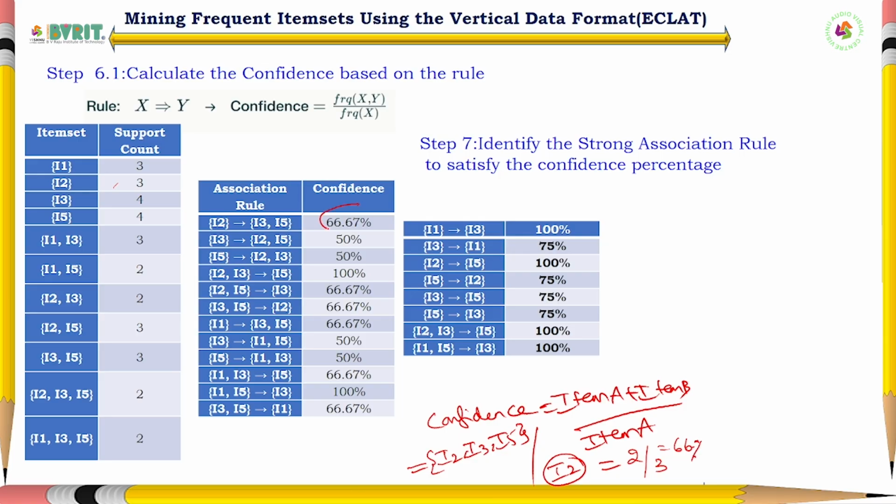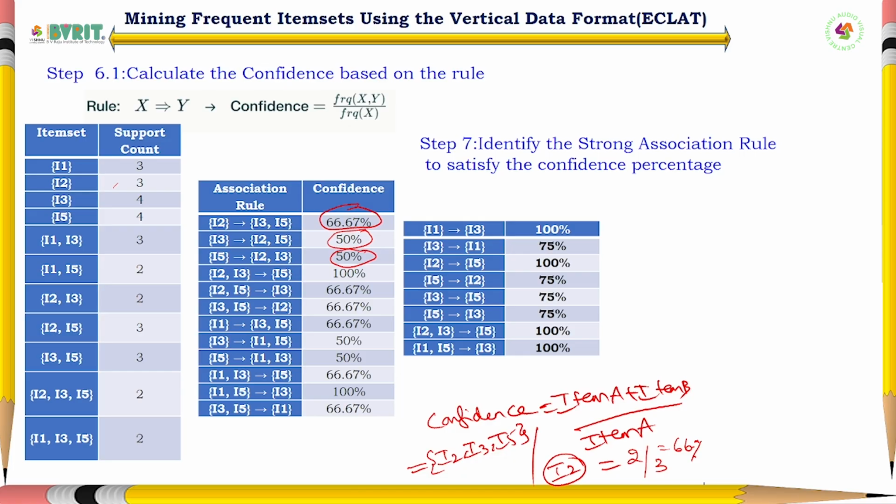That value I wrote here. Similarly, I3 to I2, I5. So for I3, I2, I5, that value 2 is divided by the I3 value, which is 4. So 2 by 4, 1 by 2, that is 50%. Similarly, I5 to I2, I3. That value is also 2, divided by the left side value I5, so 2 divided by 4, that value is 50%. Like this, we are calculating the confidence values based on the association rules of the previous condition.